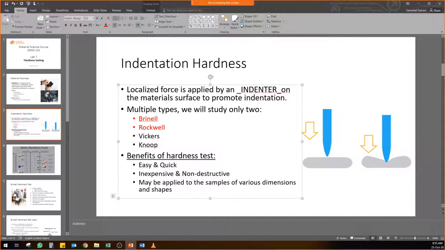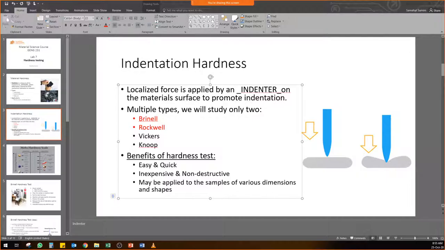Okay, I want you to write it in the chat. Write here: Brinell and Rockwell hardness test. Can you write it? Brinell and Rockwell hardness test.